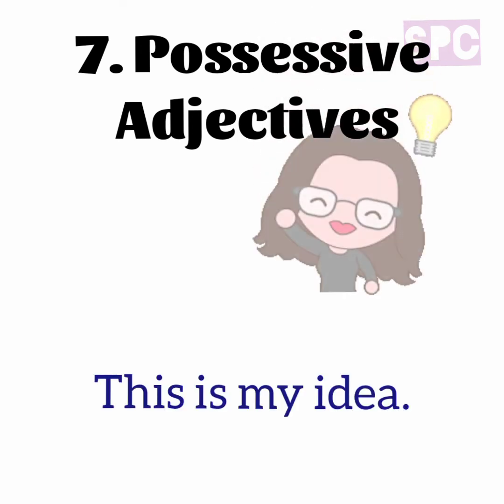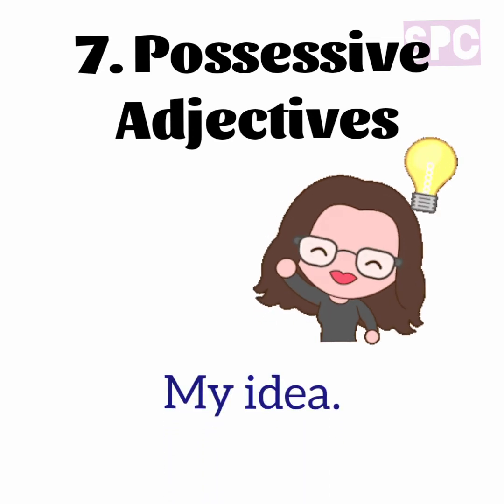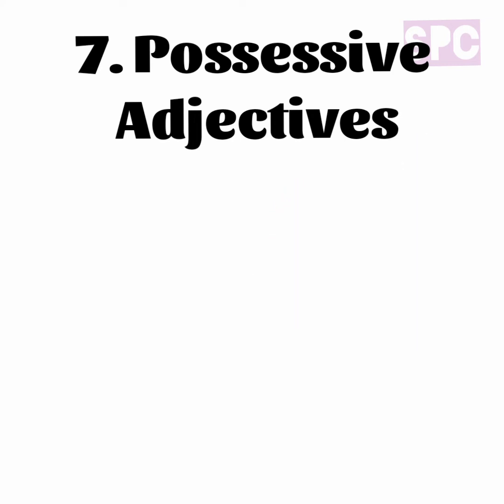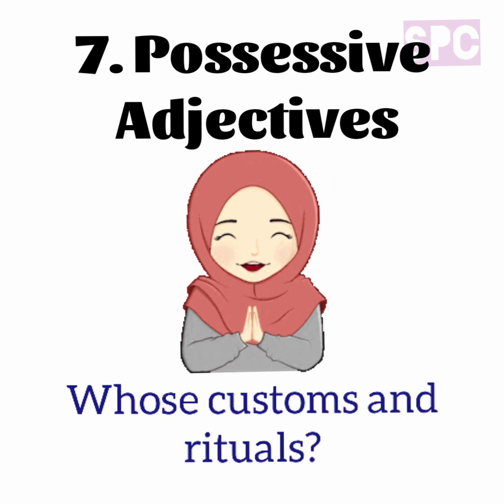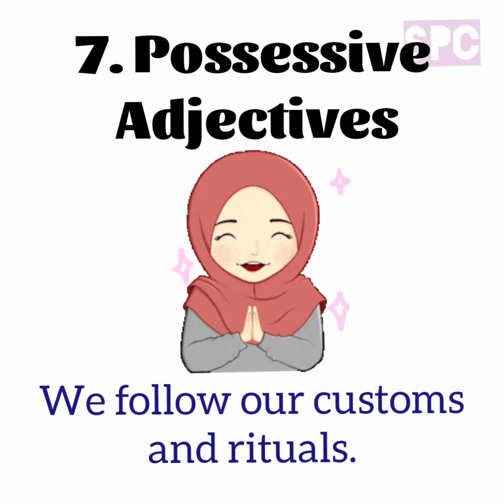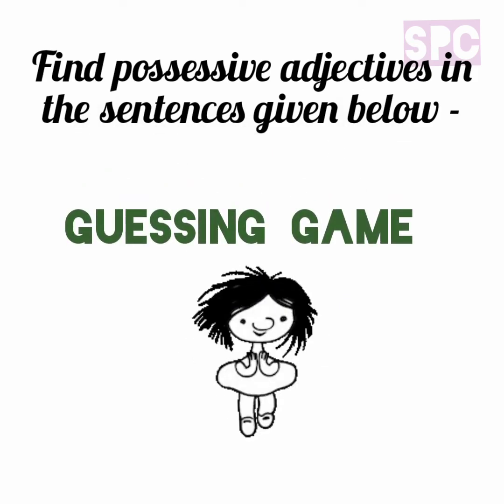First example, this is my idea. Whose idea? My idea. In this sentence, my is the possessive adjective which is followed by the noun idea. Second example, we follow our customs and rituals. Whose customs and rituals? Our customs and rituals. In this sentence, our is the possessive adjective which is followed by the noun customs and rituals. Let's find out possessive adjectives in these sentences.